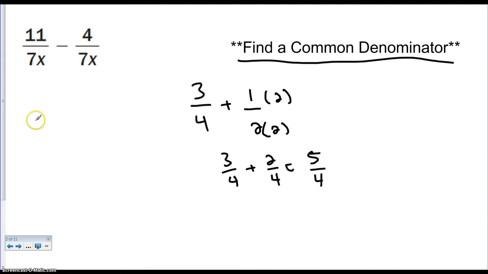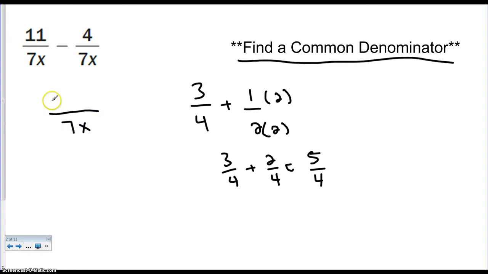Okay, so let's start off simple. Looking at this question right here, I want to combine these two fractions together. So I look at the denominator. That's always the first thing I look at. Do they have a common denominator? Yes, they do have a common denominator. So because they have a common denominator, I know that the denominator will be 7x.